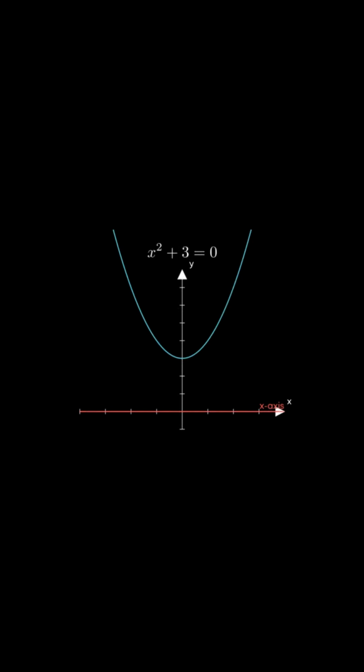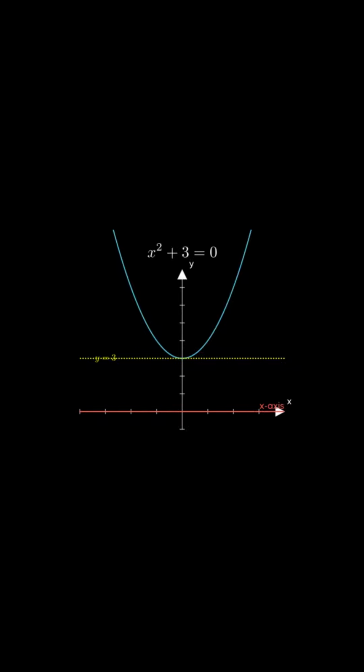Let's visualize this graphically to better understand why this creates a challenge. We can rearrange our equation to y equals x squared plus 3. This gives us a parabola that opens upward with its vertex on the y-axis. Remember, the solutions to our original equation, x squared plus 3 equals 0, would appear as the points where this parabola intersects the x-axis. But notice something important.